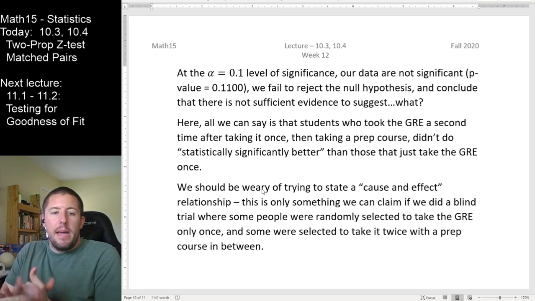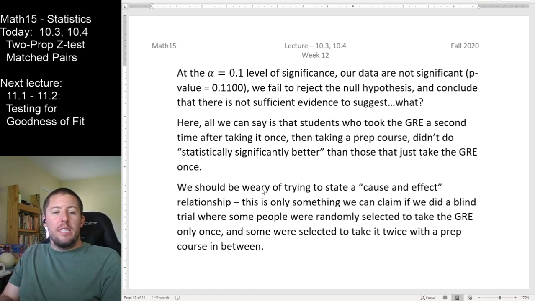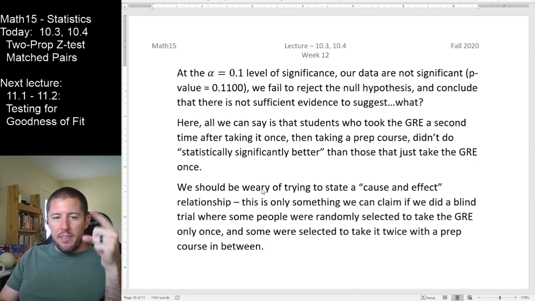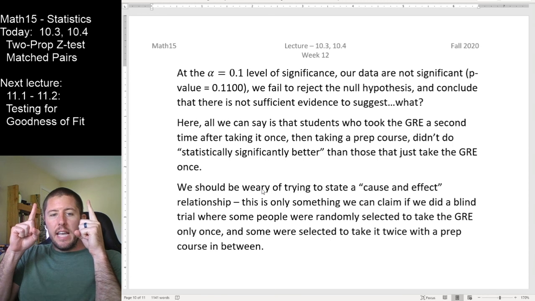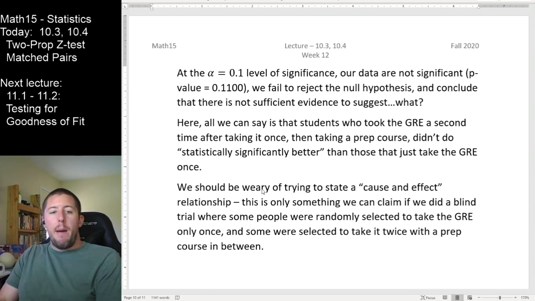Next week, we're going to pick up with a brand new test that's going to look different than everything we've seen before. It's still going to be a significance test, a hypothesis test. It's still going to follow our same four steps of hypothesis, test statistic, p-value, compare, and conclude. But we're going to have a different structure and setup for these. Next week, what we're going to look at is testing for goodness of fit. That means we're going to test to see if a distribution of results matches a proposed distribution or not.